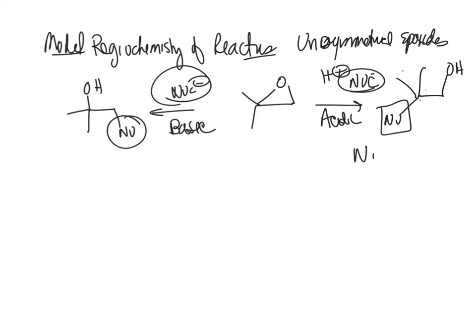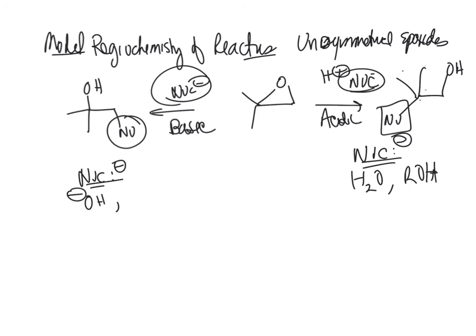Okay, so what nucleophiles do you have under acidic condition? Water, just some kind of alcohol. Under basic conditions, notice you have hydroxide, which is a charge. You have alkoxide, which is a charge. And then you can have a Grignard, which essentially is a negative carbon.